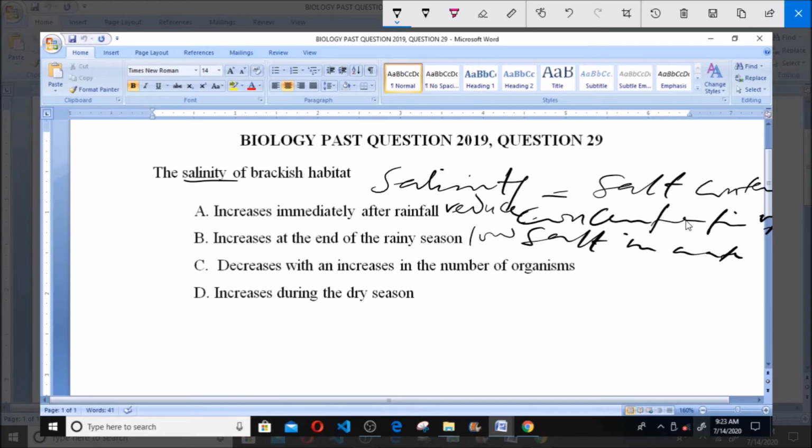At the end of the rainy season, the water content is still high, so the salinity will be considerably low. Now decreases with an increase in the number of organisms. Now this is actually false. The number of organisms doesn't affect the salinity, but option D says increases during the dry season.